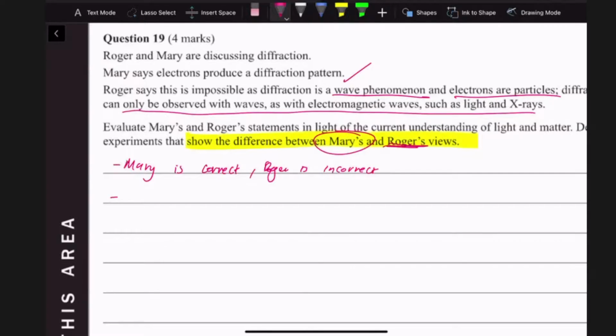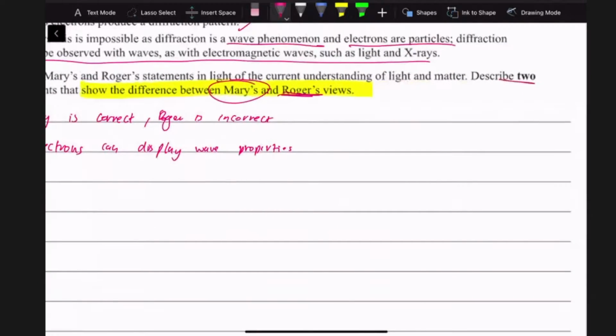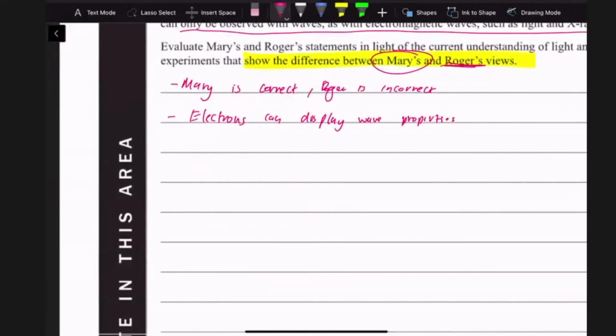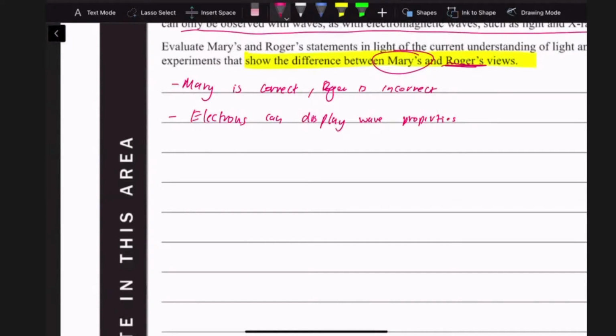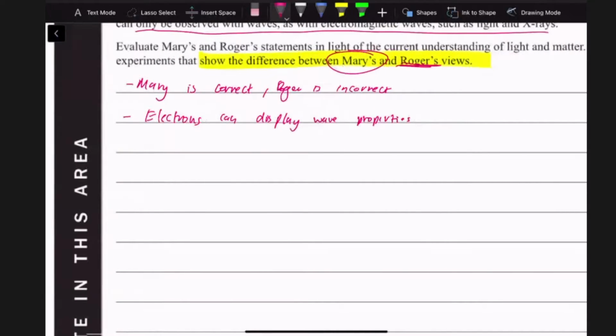So I started off by saying electrons can display wave properties. And then it's asking for two experiments. The two experiments I chose were very similar, but they accepted both of them. I chose the single slit and the double slit experiments. So electrons passing through a slit will diffract.